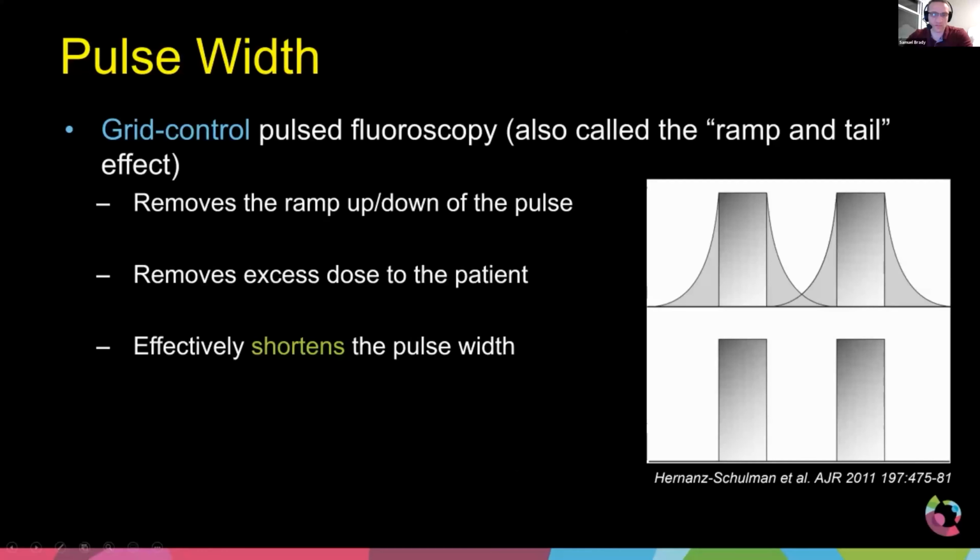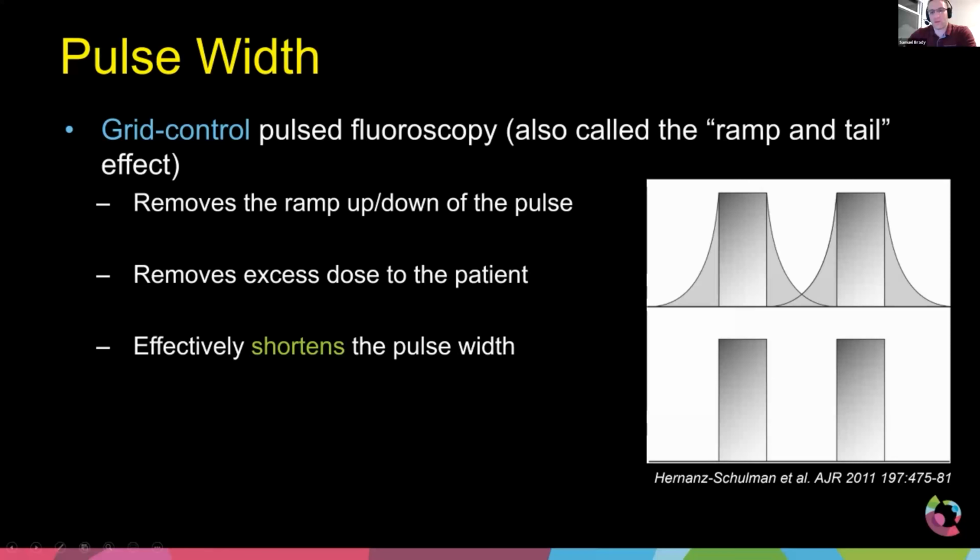All right. The other thing we want to do is grid control. And this is something you just buy. It's either a reality for your system or not. There's no real button you push that turns on grid control. So when you go to buy a new fluoro system, ask, do you have grid controlled pulse fluoroscopy?